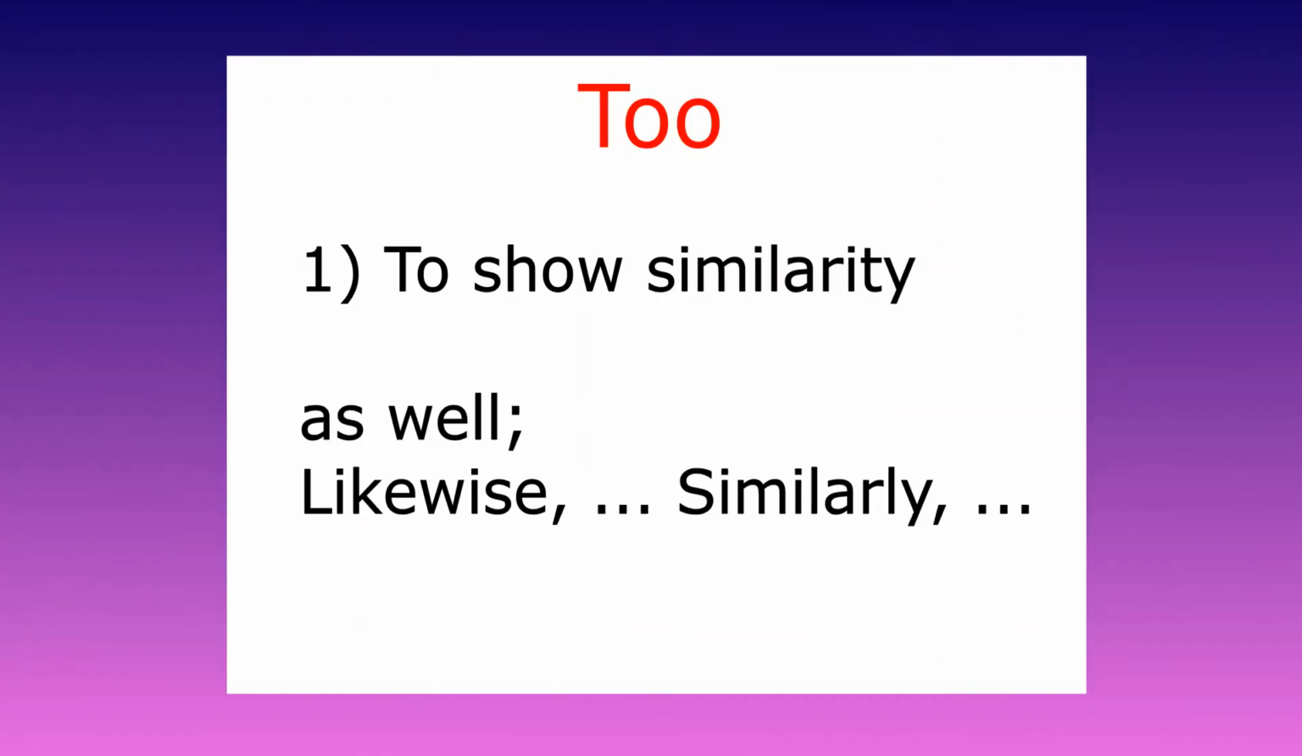The next word that you shouldn't actually avoid, but you should be very careful with, is "too". There are 2 cases when we use "too". Firstly, to show some similarity, like "I love you too". Instead of using it in this way, it's better to use a synonym. Or you can use some transition signals that show similarity, for example, "likewise", "similarly". You can use them at the beginning of the sentence to show that this information is similar to the previous one.